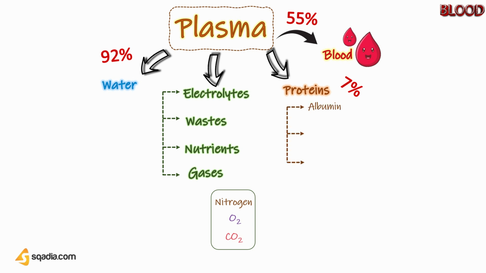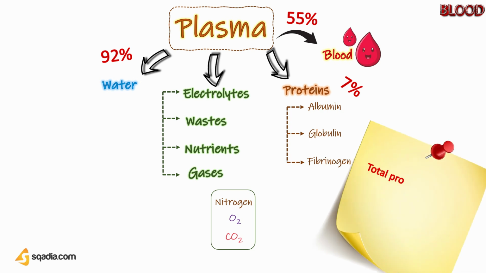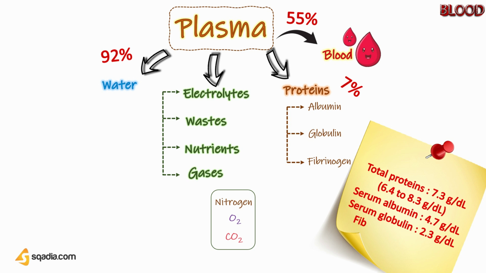Common plasma proteins are albumin, globulin, and fibrinogen, and their normal values are: total proteins, 7.3 gram per deciliter, or more accurately, it ranges between 6.4 to 8.3 gram per deciliter. Serum albumin, 4.7 gram per deciliter. Serum globulin, 2.3 gram per deciliter. Fibrinogen, 0.3 gram per deciliter.